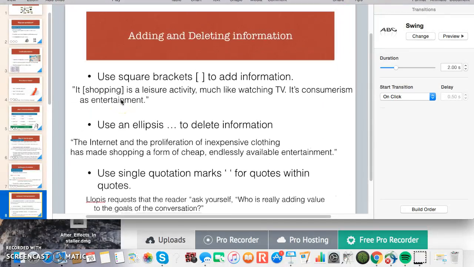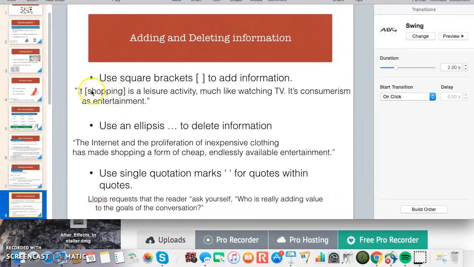So it is the subject. And if we don't know what it is, we have to add information with square brackets here. Okay, so the square brackets are going to allow us to add in information about pronouns or other missing information that the reader might not know.